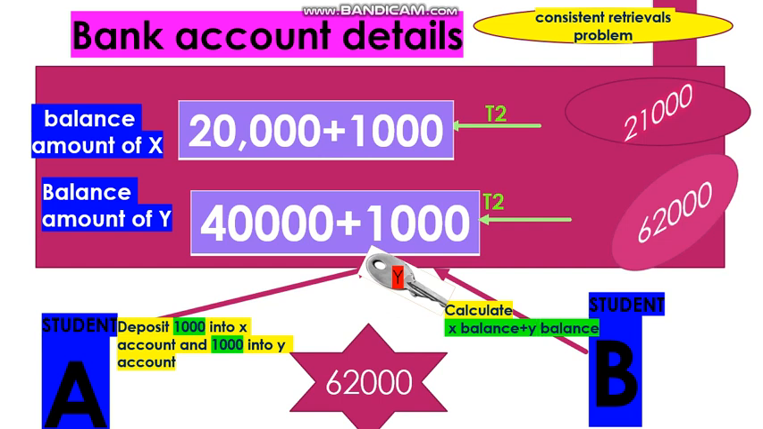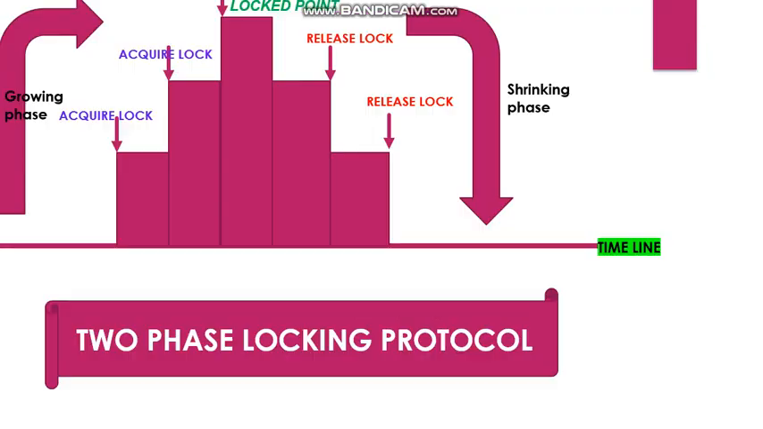Now transaction T2 releases the lock on balance amount of X and balance amount of Y. From this example, we observed that a transaction should not release the locks until it acquires all the required locks. Once it has got all the required locks, then it can start releasing the locks if it finishes work with a particular data item. Now we will see the two-phase locking protocol definition.